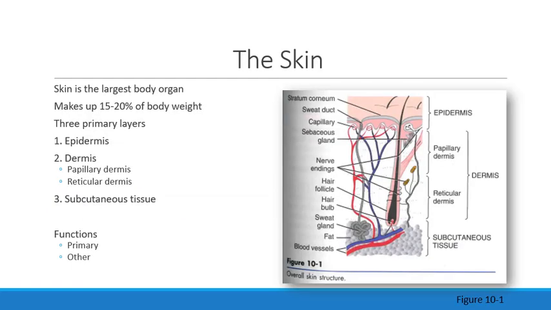Our skin is the largest body organ. It makes up about 15 to 20% of our body weight. There are three primary layers. Primary function is to protect underlying structures from external injury and harmful substances. Other functions include helping to hold organs together, sensory perception, it contributes to fluid balance, controls temperature, absorbs UV radiation, and metabolizing vitamin D.